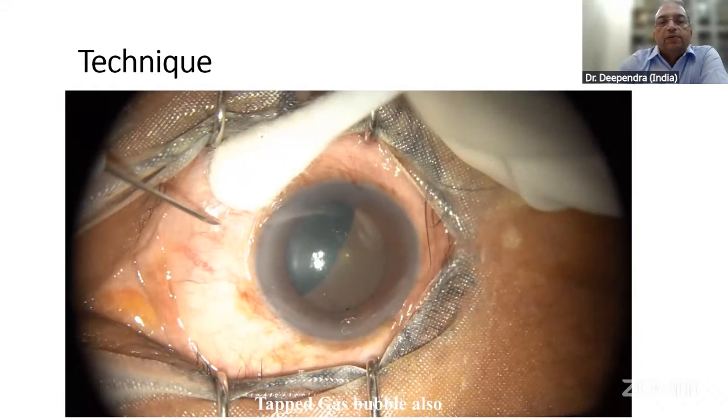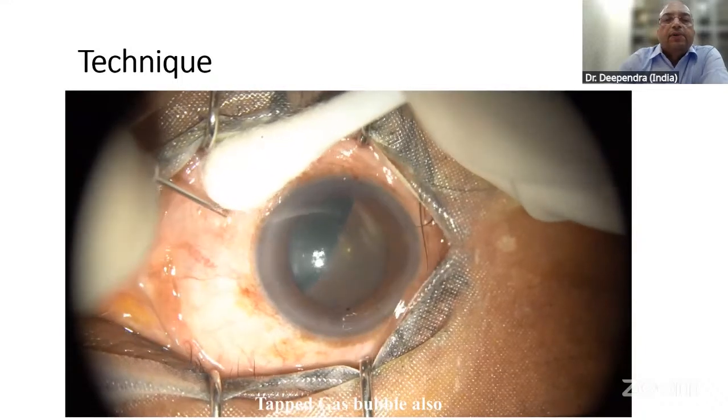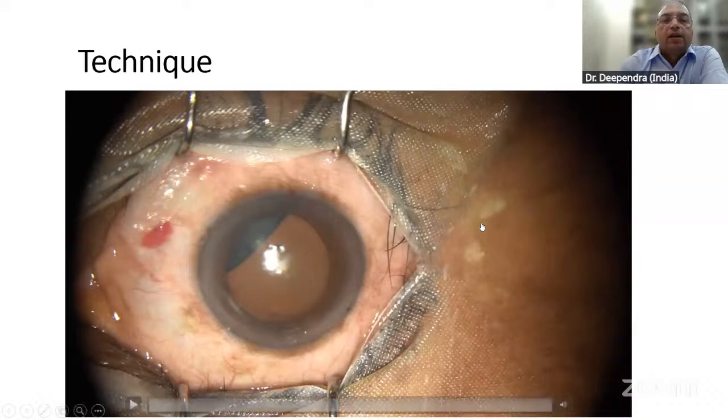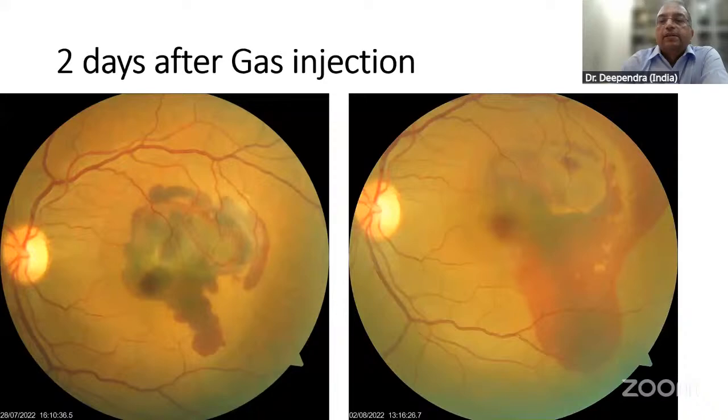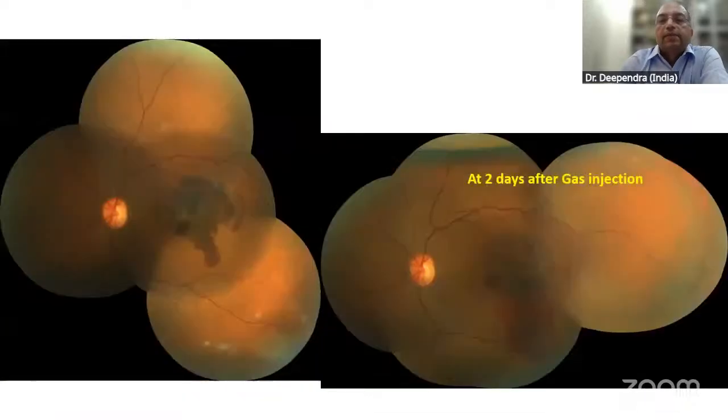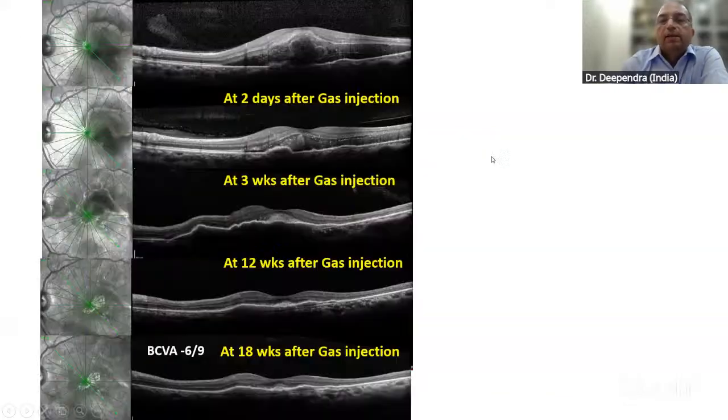This we do very rarely. Even if after a couple of paracentesis you feel that pressure is not coming down, you can actually tap the bubble itself. And you can see with this bubble, the heme shifting nicely, and at 2 days itself, significant shifting happening. And when you do this photography, you can always judge the size of bubble by the meniscus.